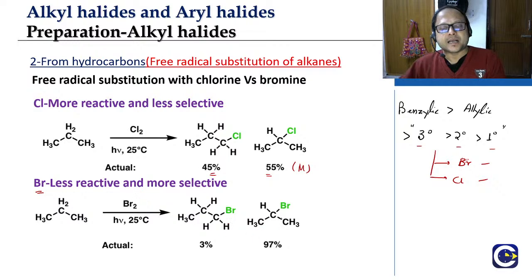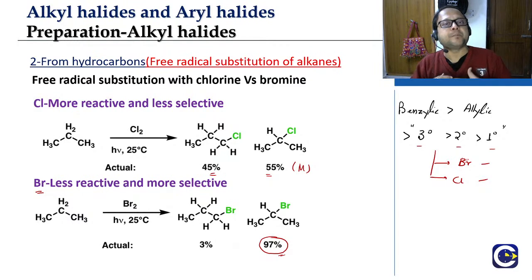You can see that secondary is still more than primary, but secondary is very large, right? The amount of product in secondary is huge, right? You can see that it is 3 to 97 here and 45 to 55. So it is not much of a difference in case of chlorine, but it's a huge difference in case of bromine. So basically what is happening here is the rate at which the carbon hydrogen bond is broken by chlorine or bromine.